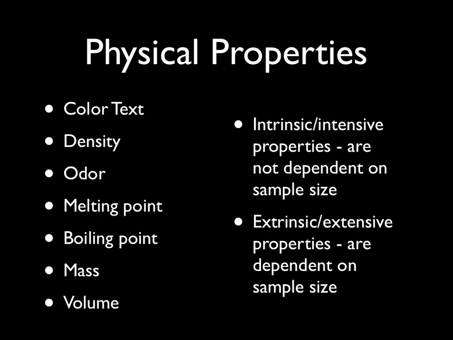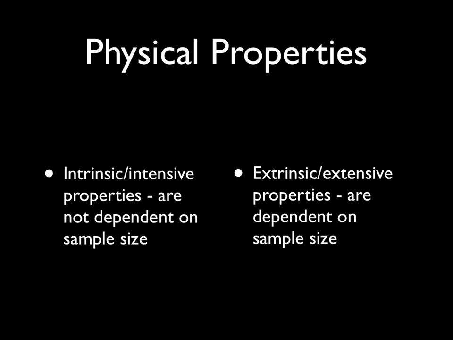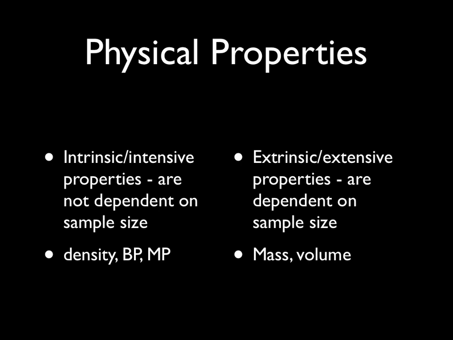As we look at these physical properties, they break down into two categories: intrinsic or intensive properties, which are not dependent on sample size, and extrinsic or extensive properties that are dependent on sample size. So we're going to look at these two categories of physical properties, intrinsic and extrinsic, or intensive and extensive, and take some of those previous physical properties and categorize them. So examples of intrinsic properties or intensive properties would be density, boiling point, melting point.